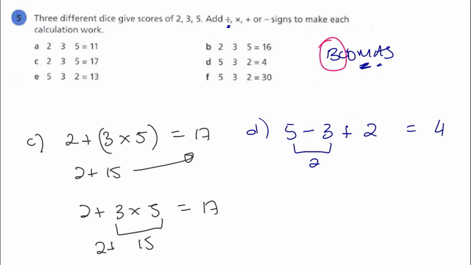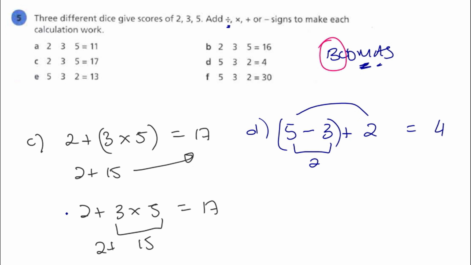Again, we do not need brackets here. If you do want to use brackets, because addition and subtraction are carried out simultaneously, you can just subtract 3 from 5. 5 minus 3 is 2, 2 plus 2 is 4. Or we can say 5 plus 2 is 7, and 7 minus 3 is 4. If you want to be safe, put the brackets around 5 minus 3 so that you carry out 5 minus 3 first and then add 2. But it doesn't matter in this case.